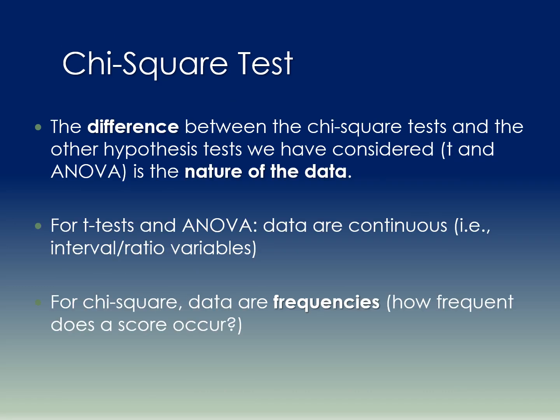Just to reiterate, the difference with the chi-square test is the nature of the data. With an ANOVA and t-test, the data are continuous. With chi-square, the data again are frequencies. How frequent does a score occur?